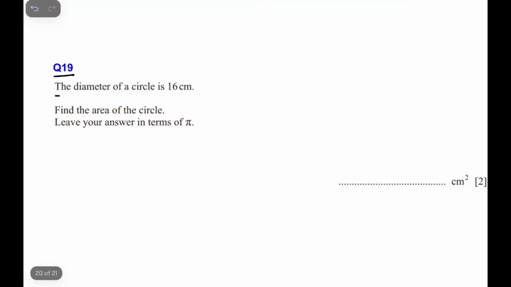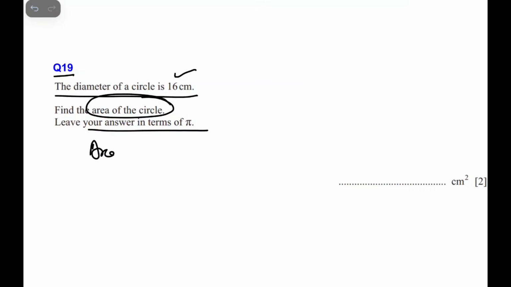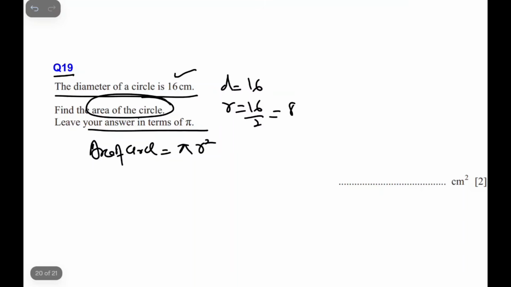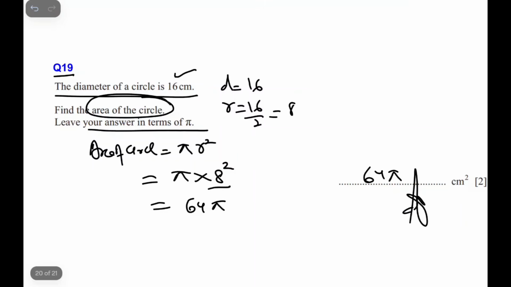Question number 19, the diameter of a circle is 16 centimeters. We have to find the area of the circle and write the answer in terms of pi. So we know that area of a circle is pi r square. So the diameter is given. The diameter is 16. We know that radius is 16 upon 2, that is 8. So area will be pi times 8 square. 8 times 8 is 64. So area will be 64 pi. This will be our answer.